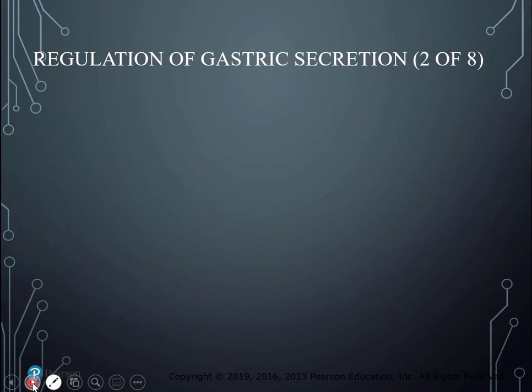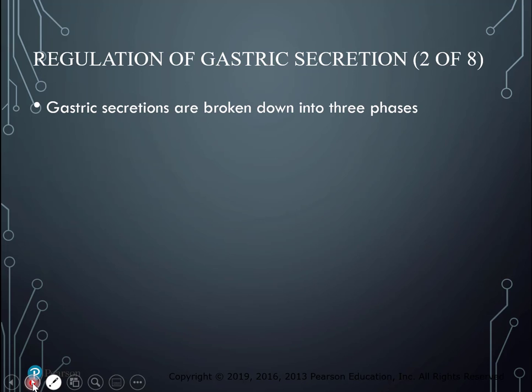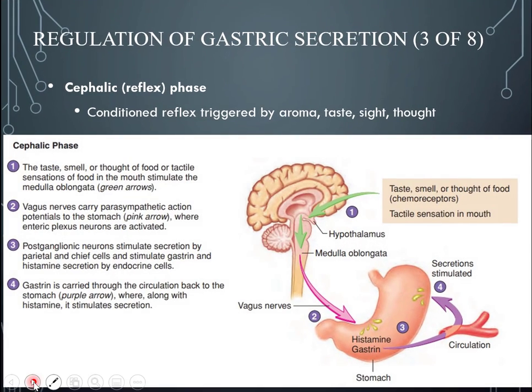They are pretty much antagonistic in action. So gastric secretions are broken down into three phases: first of all, the cephalic phase, the gastric phase, and the intestinal phase. These are the three phases of gastric secretions. We're now going to discuss what these three phases are.